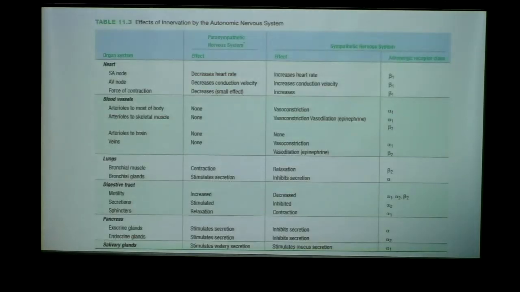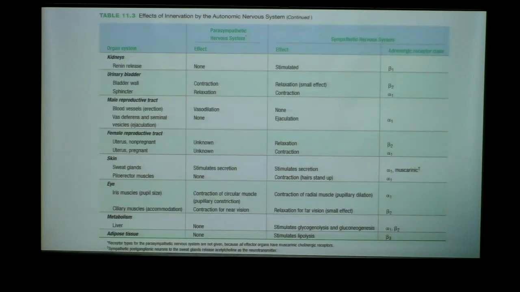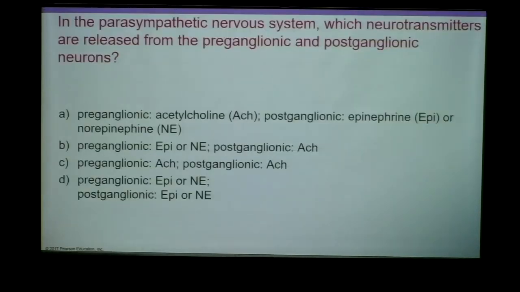Now, this is a nice summary table. This talks about the different organ systems, different tissues, their effect in the parasympathetic system, and then their effect in the sympathetic response on these tissues. So it's a nice general study table to clear out the boxes and try to fill in on your own. Alrighty. And then likewise, this is the continuation of this table.